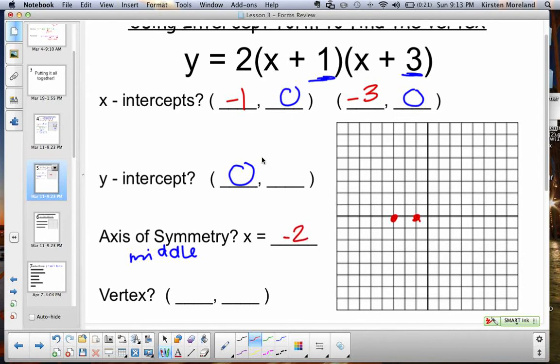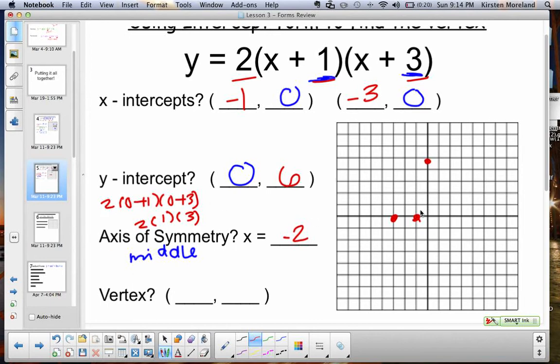The y-intercept is really just like multiplying all of these numbers because you're basically going to plug 0 in for x. So it's really going to be 2 times (0 plus 1) times (0 plus 3), which is really just 2 times 1 times 3. 2 times 1 is 2. 2 times 3 is 6. So the y-intercept is at (0, 6).